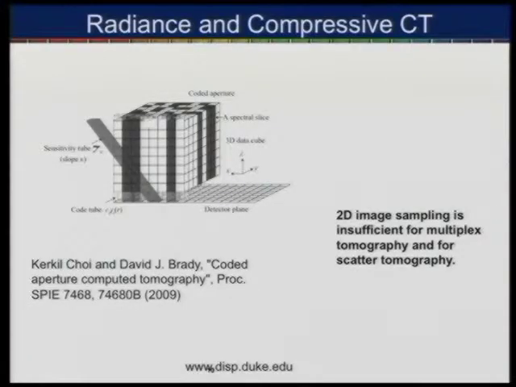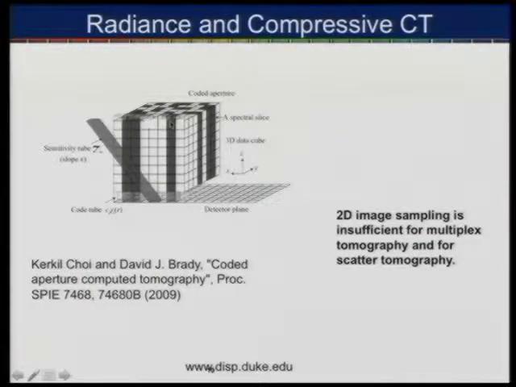Before we started doing experiments back in 2009, Kerkil Choi and I published a paper in SPIE that talked about the similarity between what we were doing with coded aperture spectral imaging and coded aperture X-ray tomography. The basic idea at that time was that if you had a source array simultaneously illuminating the object, we could put a coded aperture between the sources and the object, and then each source would be propagating in a different direction.